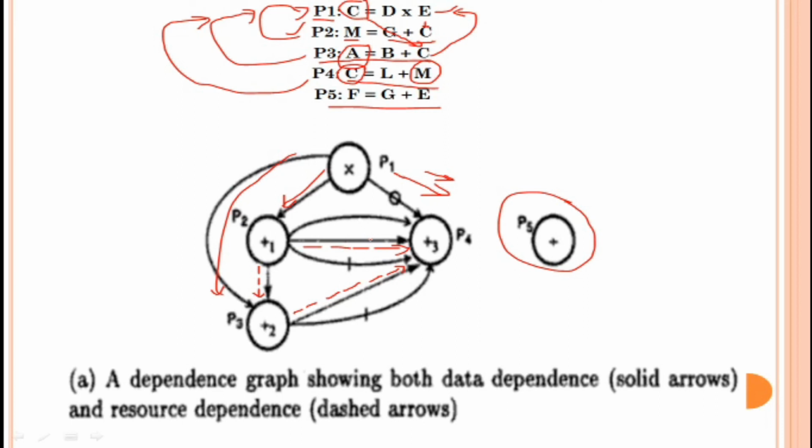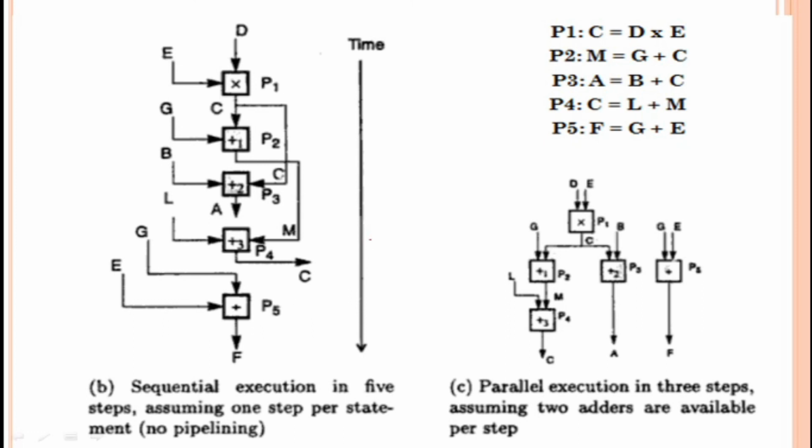Now we'll see the execution of these statements. Okay, so two types. One, these statements can be executed sequentially, one by one. Then they can be executed in parallel, right? So this figure B shows the sequential execution in 5 steps, right? It consists of 5 processes here, P1 to P5, which can be executed sequentially, assuming 1 step per statement here, no pipelining. That means there is no parallelism involved in the first execution, and the second one is the parallel execution here.